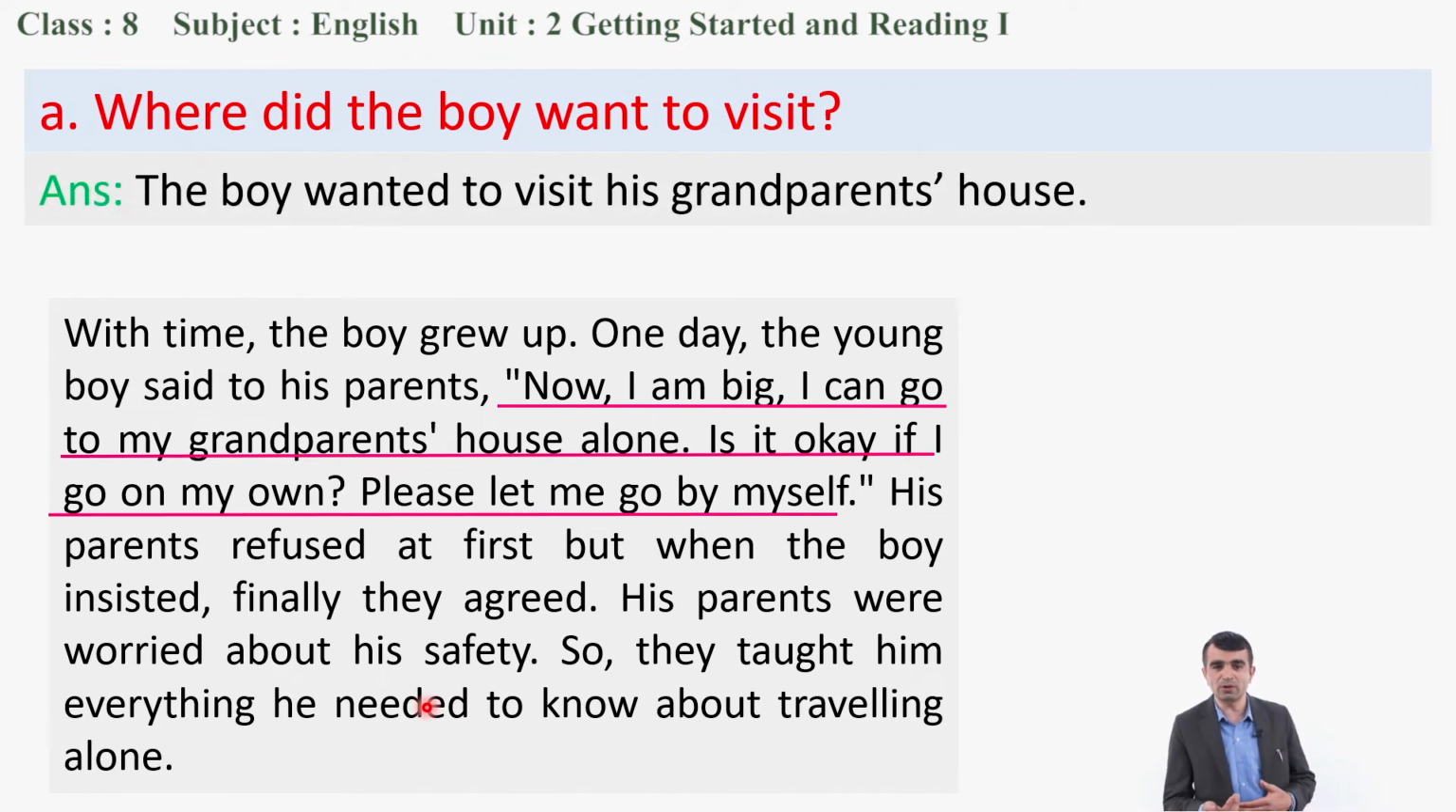Now here the boy wanted to visit his grandparents' house. Or for short you can write, where did the boy want to visit? His grandparents' house, you can write. Okay? Good. If you write a full sentence: the boy wanted to visit his grandparents' house.